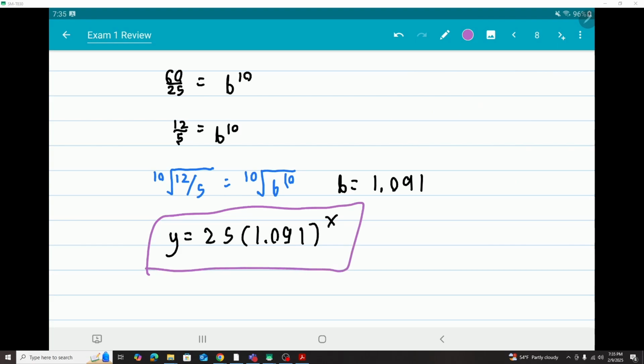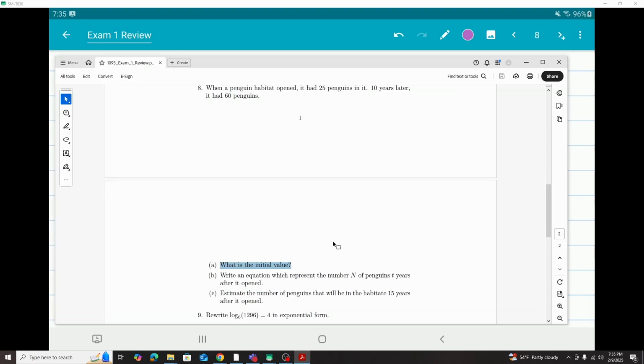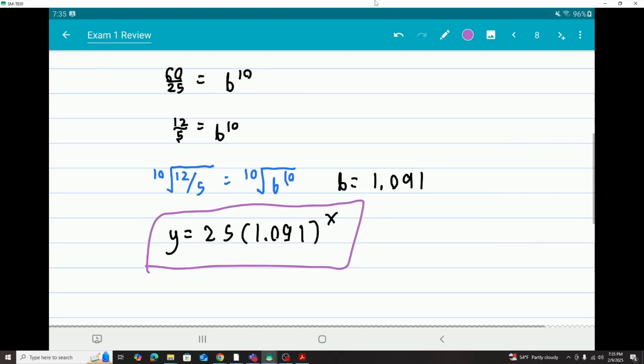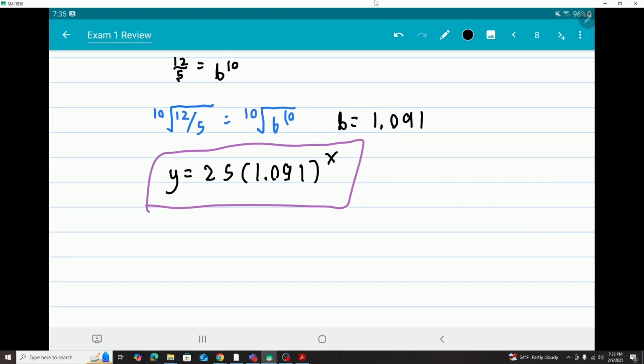So that's the equation of our function there. But we aren't done. It also asks us to estimate the number of penguins that will be in the habitat 15 years after it opened. But all we do there is plug in 15 into this. So I say, okay, take all of this, raise it to the power 15. And again, we can only do that in a calculator. There's no way to do that by hand.